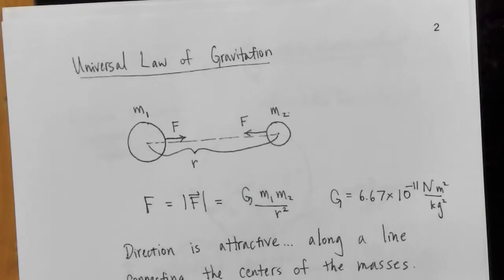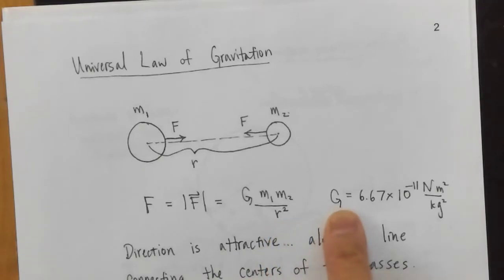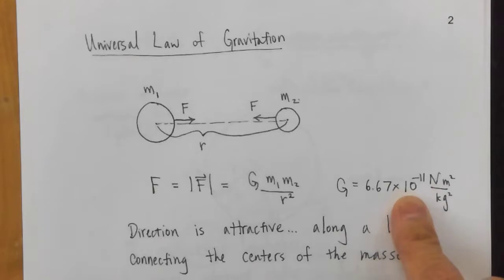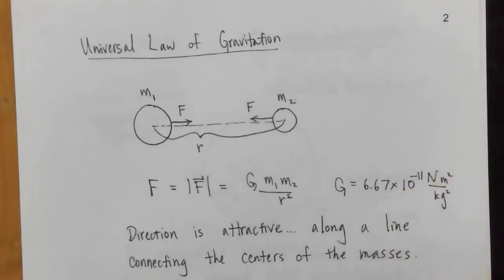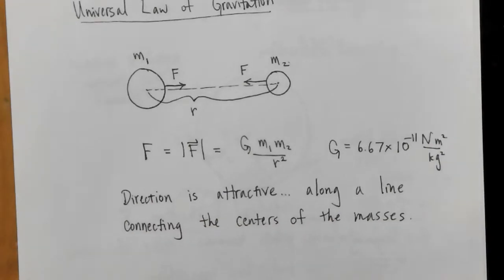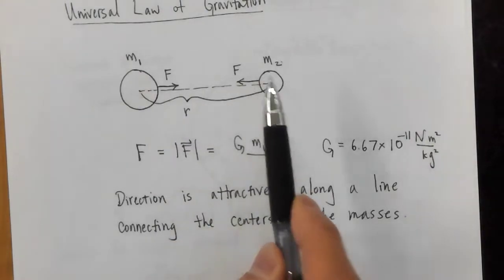Okay. So then F equals G M1 times M2 divided by R squared. And capital G is 6.67 times 10 to the negative 11, and the units are Newton meter squared over kilogram squared. The direction of this force is attractive. The masses attract each other. They pull each other in along a line connecting the centers.